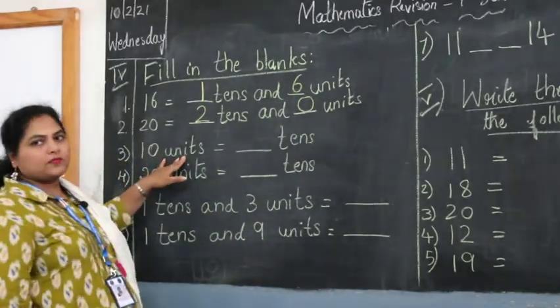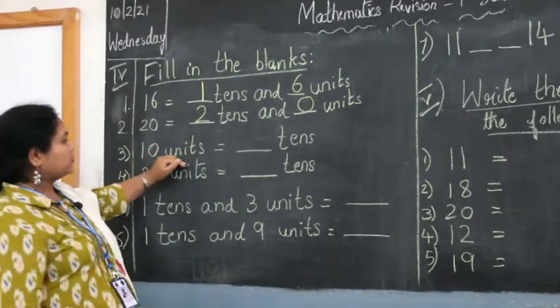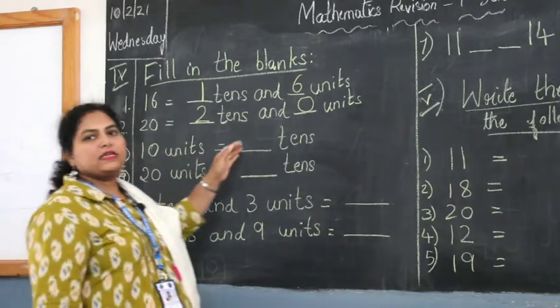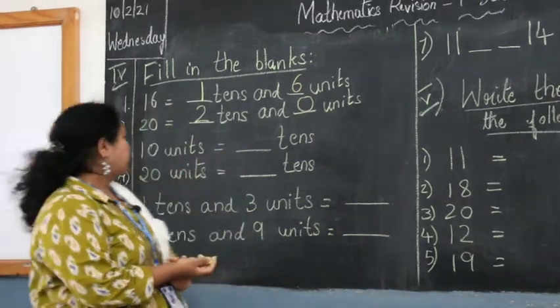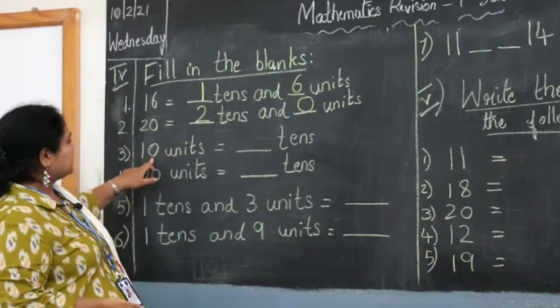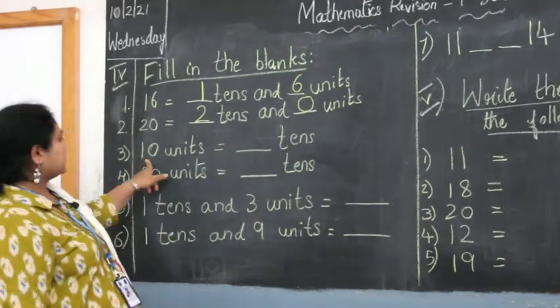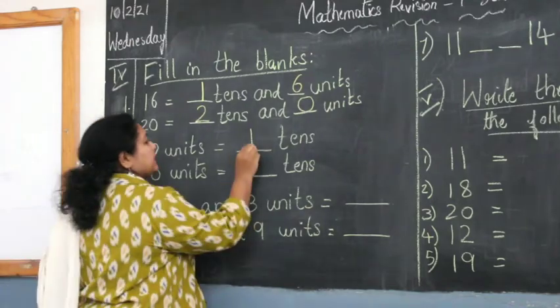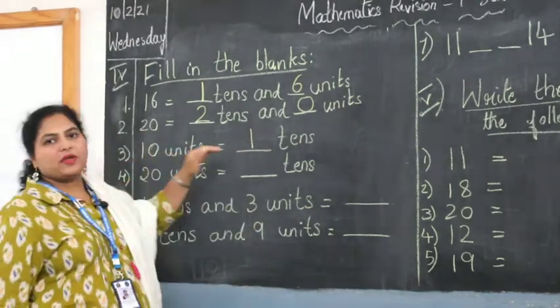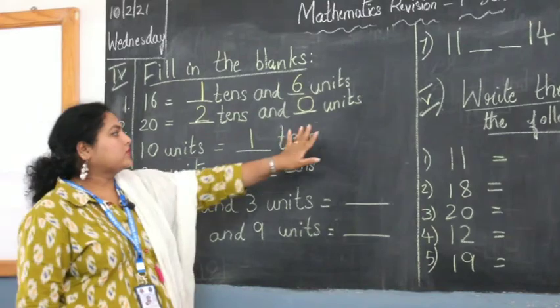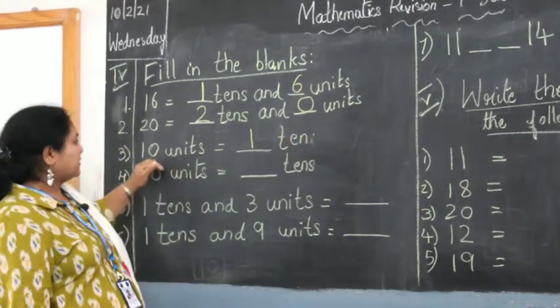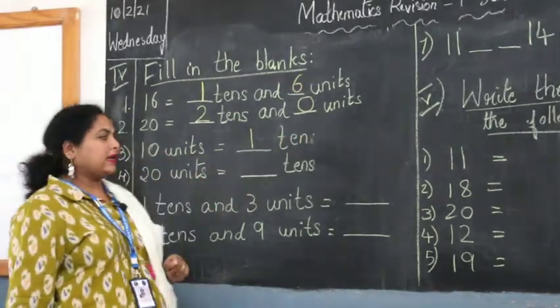When we say 10 units, how many tens does it have? This is 10 units, right? So how many tens do we have? 1 ten. So 10 units makes 1 ten. So this is only 10.